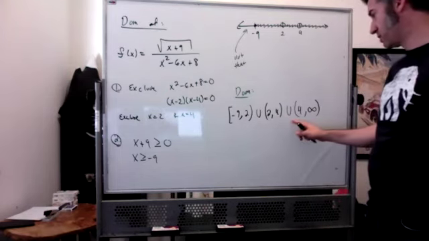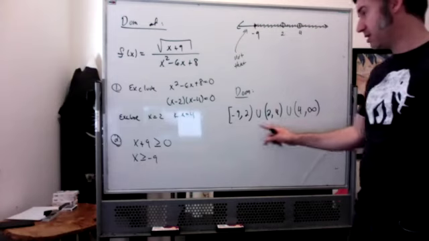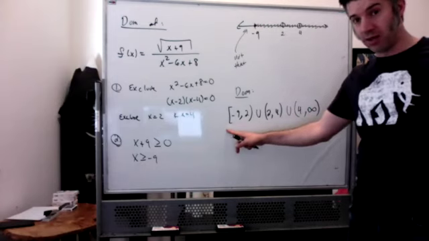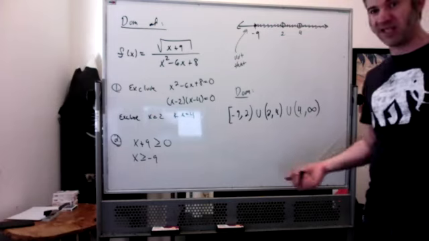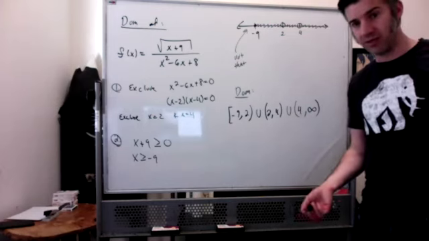So 2 and 4 get parentheses because we want to exclude them. -9 gets a bracket because we want to include it. And infinity always gets a parentheses because it's not a real number, so you can't include it.